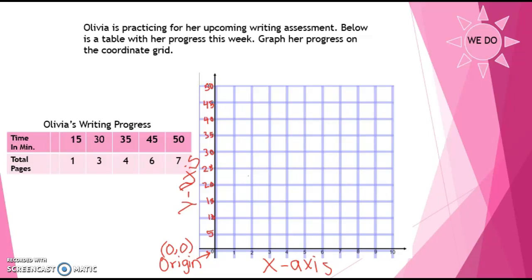Okay, and so the y-axis is going to represent time in minutes, and you actually want to label it. Anytime you're making a graph, you want to label what the y-axis is talking about, and same thing for the x-axis. So the x-axis is going to be the total pages. And then we always want to give all data, any charts, any graphs, a title. And we know we're talking about Olivia's writing progress. So up here we're going to give this graph a title, Olivia's writing progress.